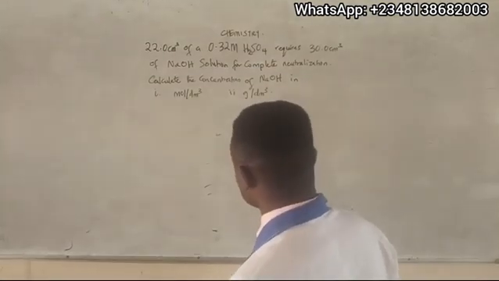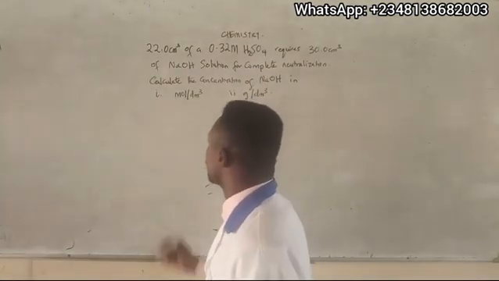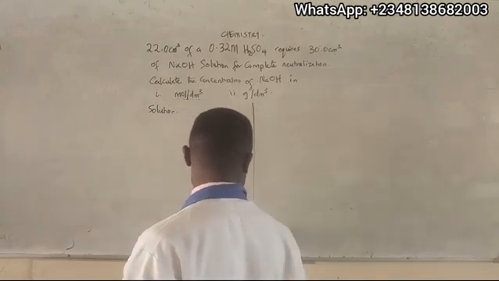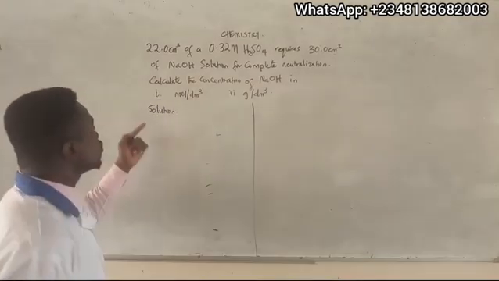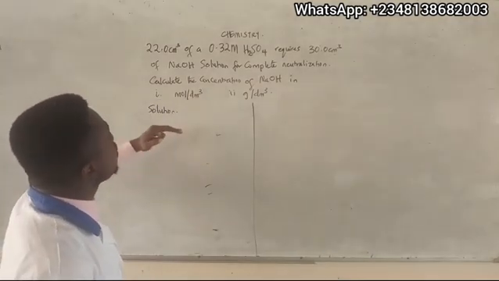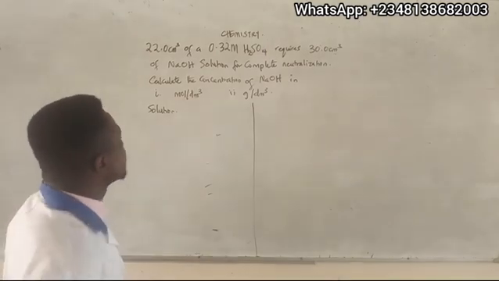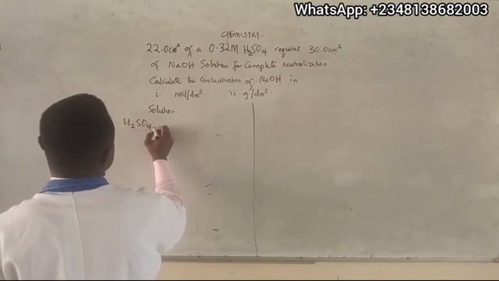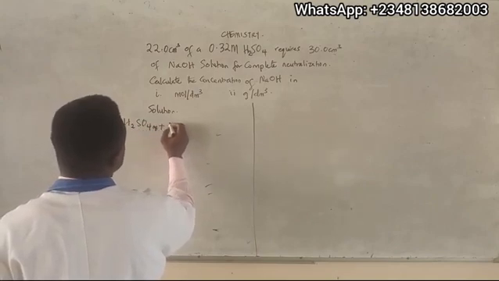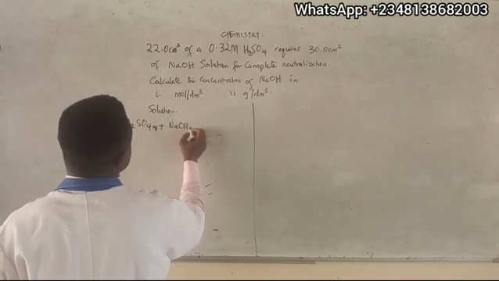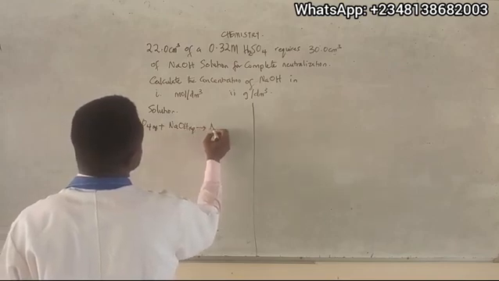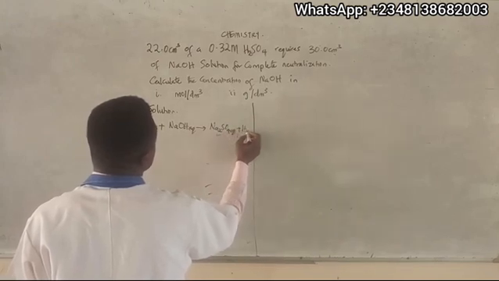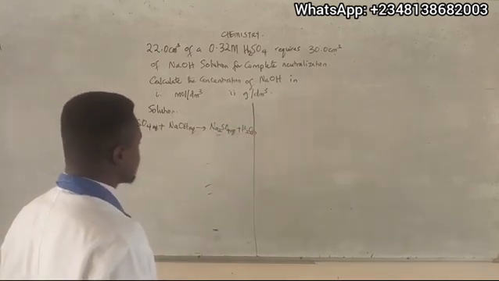The first thing to do is to write the equation of the reaction. We have H2SO4 aqueous reacting with sodium hydroxide aqueous to give sodium sulfate aqueous plus water liquid.